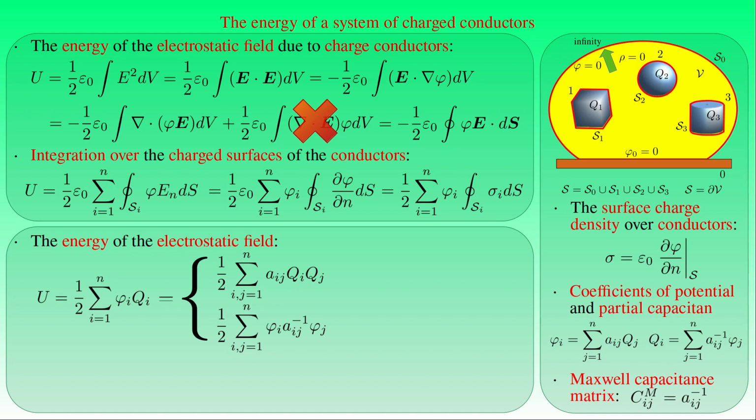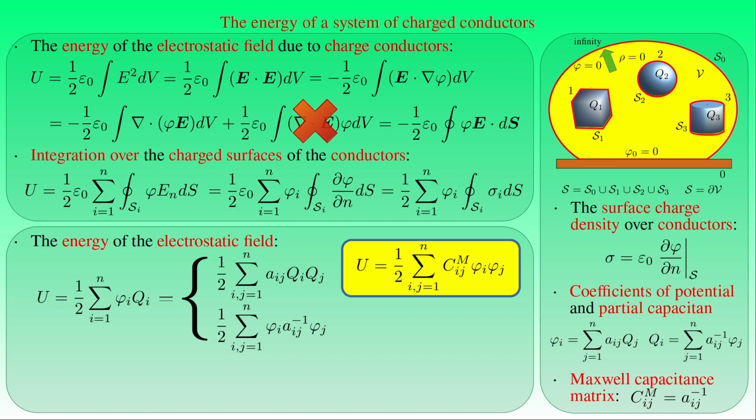When the electrostatic energy is expressed as a quadratic form of the potentials, partial capacitances are used to define the elements of the Maxwell capacitance matrix. Then the electrostatic energy U of n charged conductors is given by 1 over 2 times the sum of the element ij of the Maxwell capacitance matrix Cm, times the potential phi I of the conductor I, times the potential phi j of the conductor j from I and j equal 1 to n.